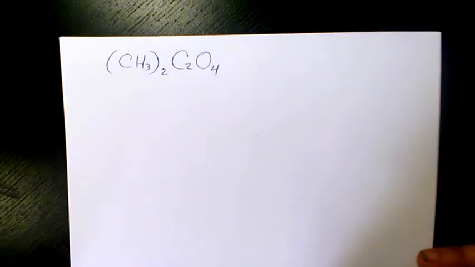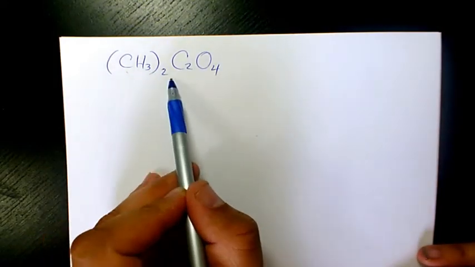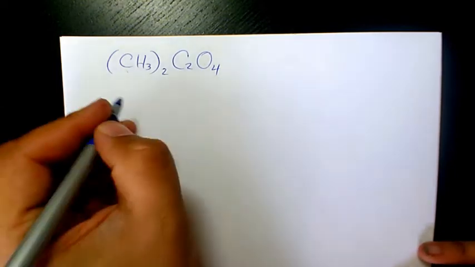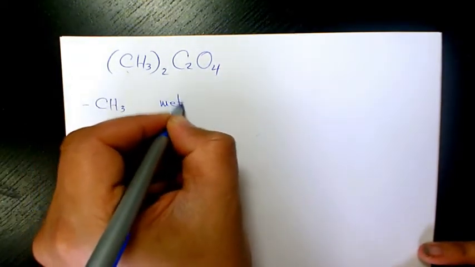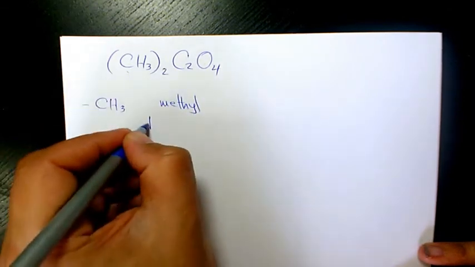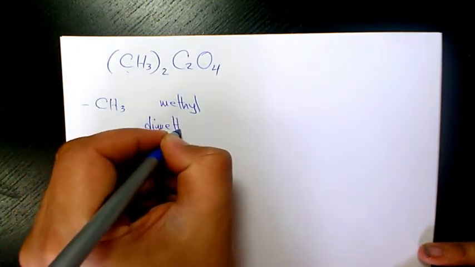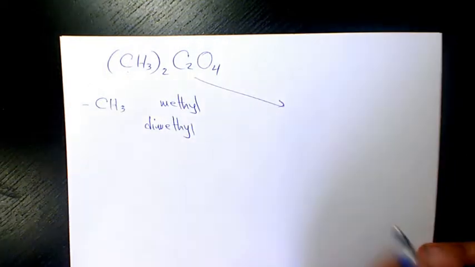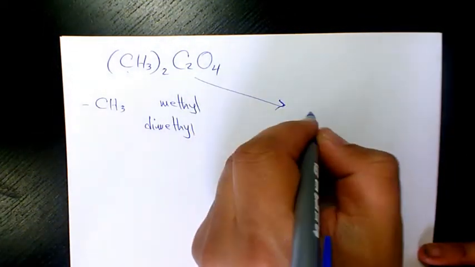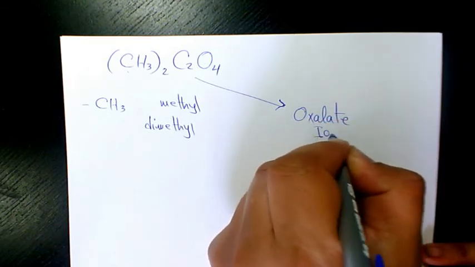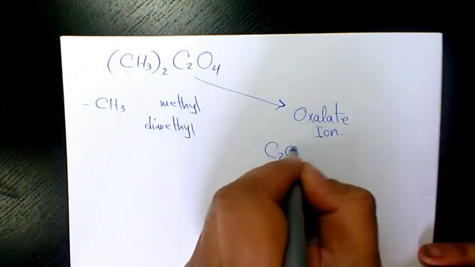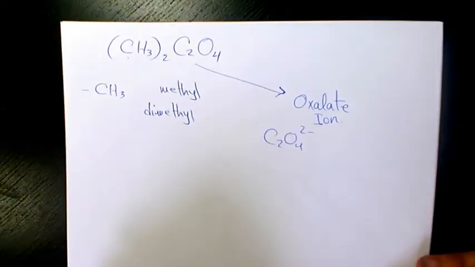Welcome to another video. In this video I want to show you how to name these chemicals. You have (CH3)2C2O4. CH3 is a methyl group, and two of them is going to be dimethyl, and in this case, on this side we have C2O4, which is the oxalate ion, C2O4 2 minus.